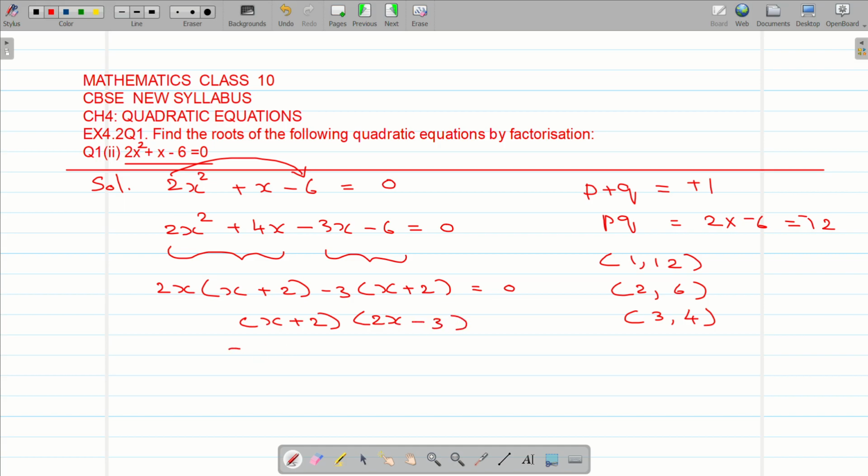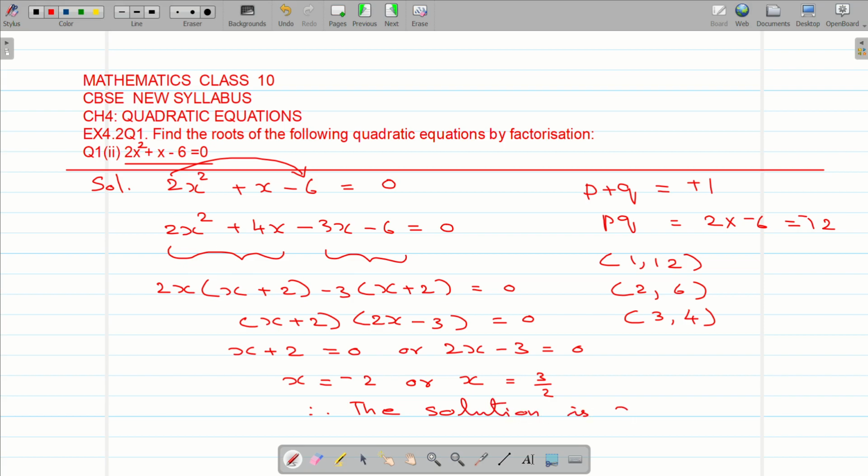That means x plus 2 is equal to 0, or 2x minus 3 is equal to 0. If x plus 2 is equal to 0, that means x is equal to minus 2. If 2x minus 3 is equal to 0, that means x is equal to 3 by 2. Therefore, the solution is x is equal to minus 2 or x is equal to 3 by 2.